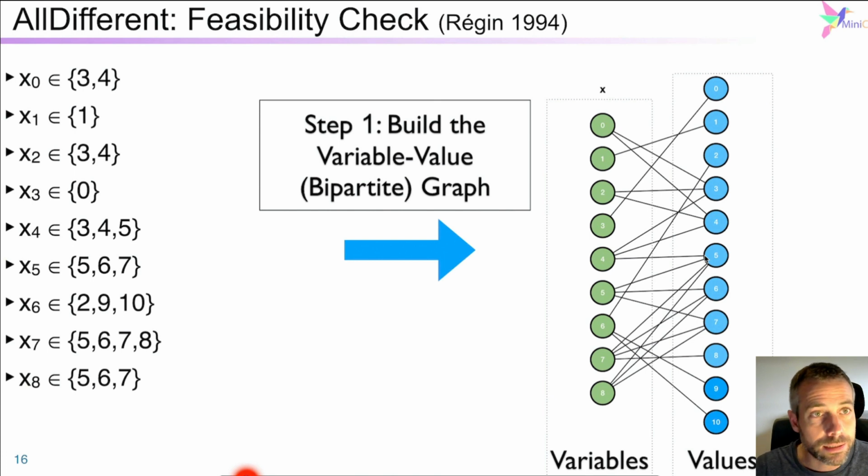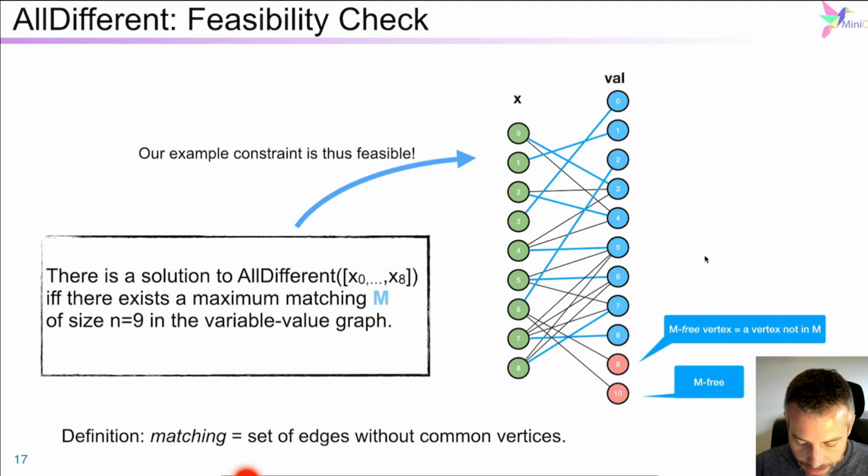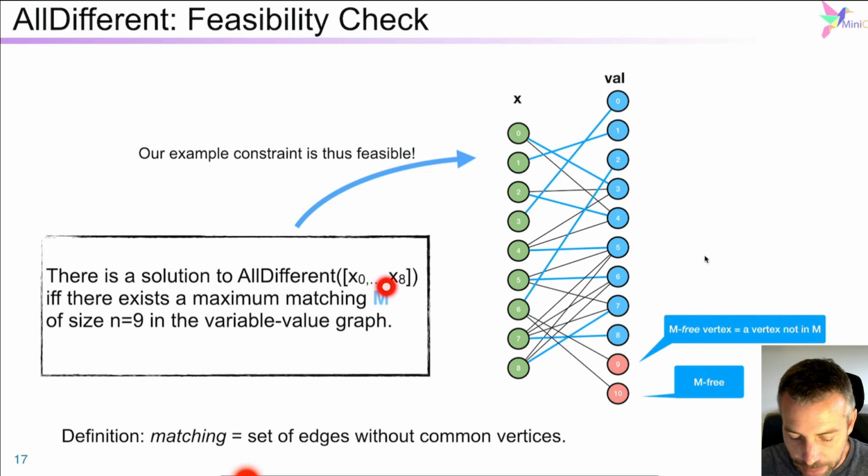Okay, and to detect the inconsistency, we will implement a graph algorithm on top of this variable value graph. And the graph algorithm that we need is the one of the maximum matching. Okay, if we would be able to find a maximum matching in this graph, a matching of cardinality equal to the number of variables, then you know that the constraint is feasible, the AllDifferent constraint is feasible. What we mean by a matching is a set of edges in the graph so that no two node has an incidence degree of 2 in the set of edges that you have selected. And that's the case here.